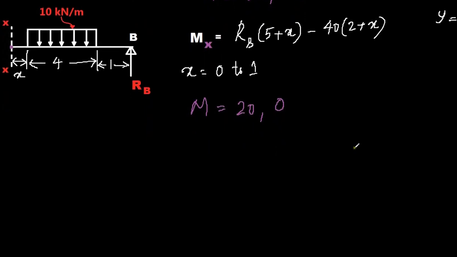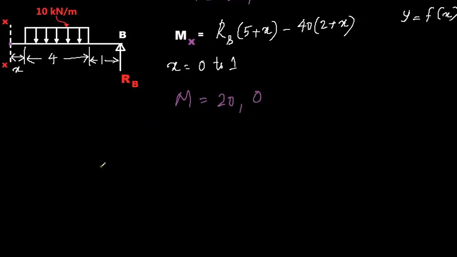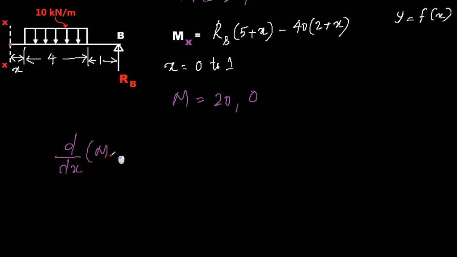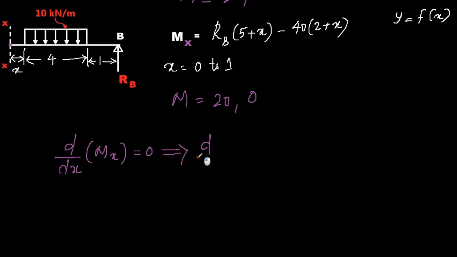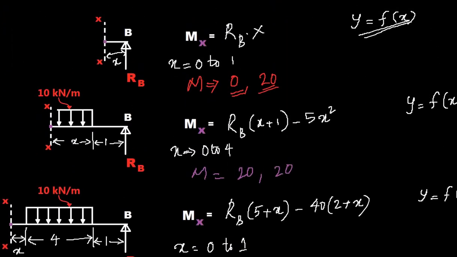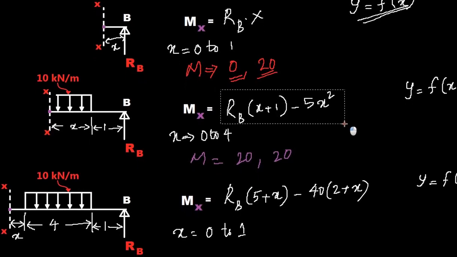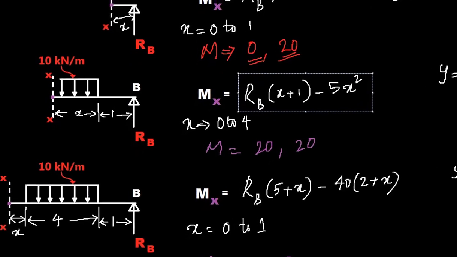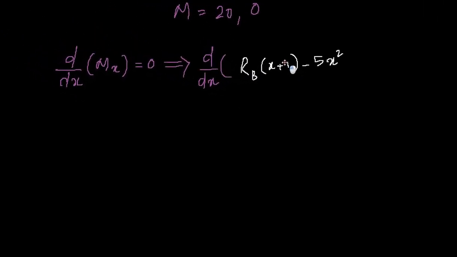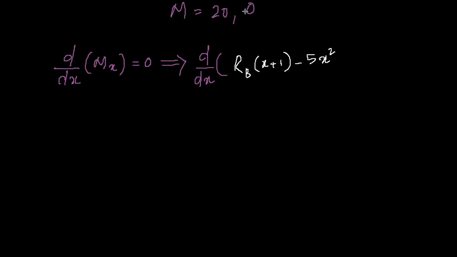In order to find the maximum, what you do is equate the first differential of that moment equation to 0. So d over dx of that moment equation equal to 0 will give you the maximum or minimum condition. So you have d over dx of that equation. So what is the d by dx of this equation?